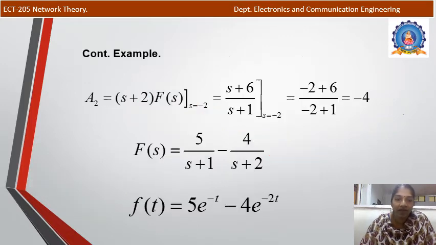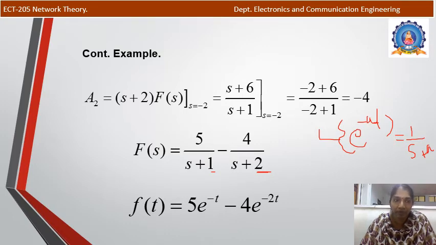Okay, so similarly we can find a2, and we got it as minus 4. So our function F(s) will be 5 by s plus 1 minus 4 by s plus 2. And we know the Laplace transform of e raised to minus at is equal to what? 1 by s plus a. So from this we can write, here a is 1 and here a is 2. So we can write 5 e raised to minus t minus 4 e raised to minus 2t. Okay.